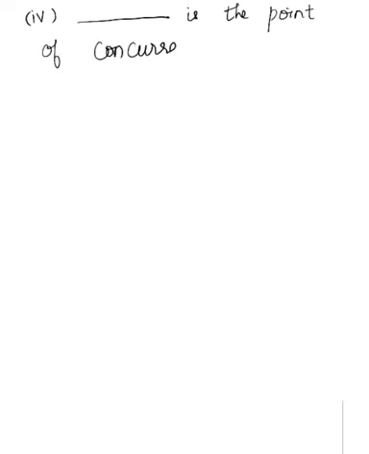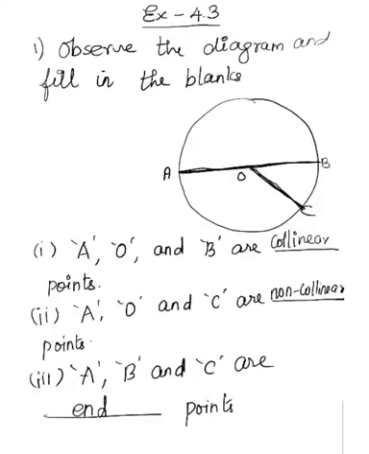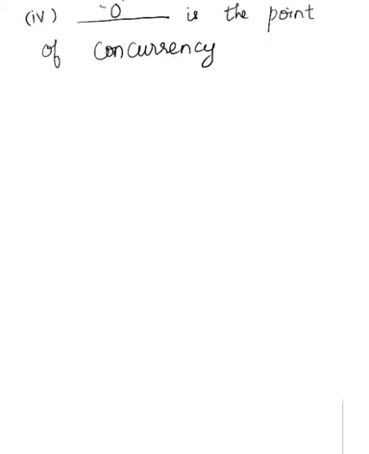The fourth one: dash is the point of concurrency. Which one is the point of concurrency? O. See that, O. This O is the point of concurrency.